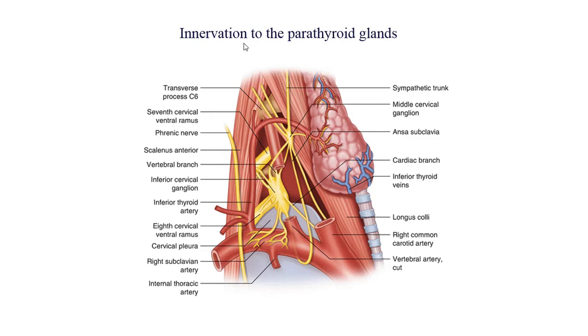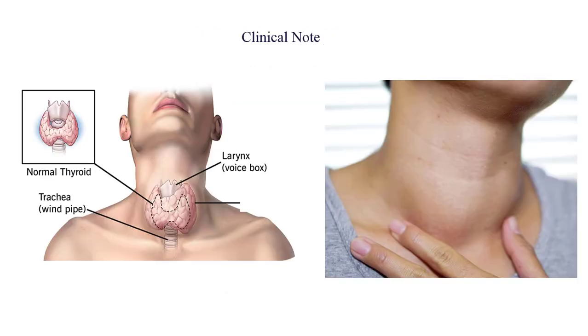Innervation to the parathyroid glands is nice and straightforward. It only receives sympathetic innervation, which comes from the superior and middle cervical ganglia. Alright, that's the anatomy part of the lecture finished. But let's take a look at the significance of the thyroid gland in a clinical setting.